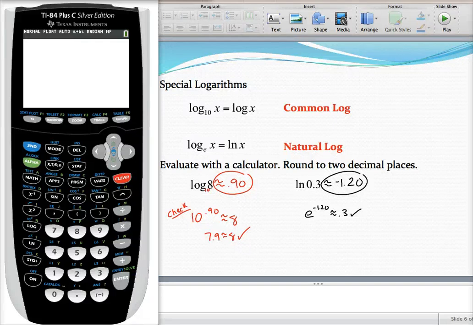In our last video, we evaluated logarithms without using a calculator. We don't really know how to use a calculator just yet, unless you're watching this as a review video. However, it turns out there are two special logarithms that we can use on the calculator. The buttons are built in.